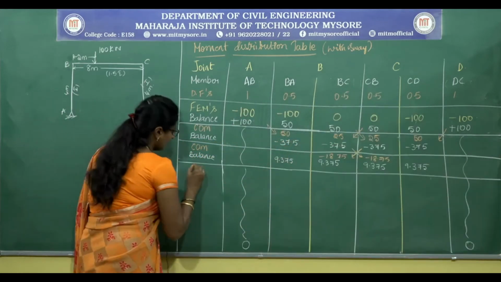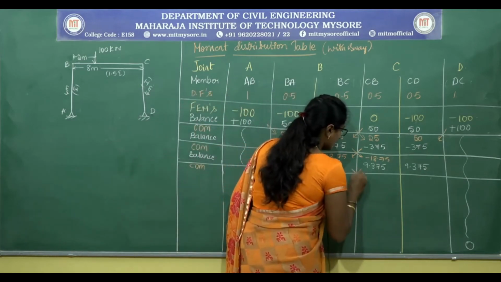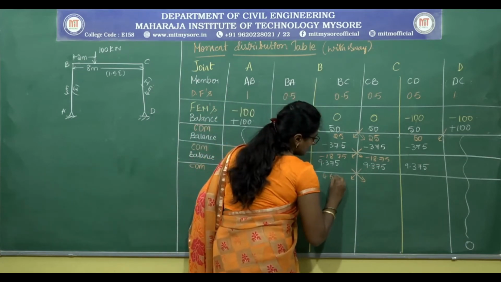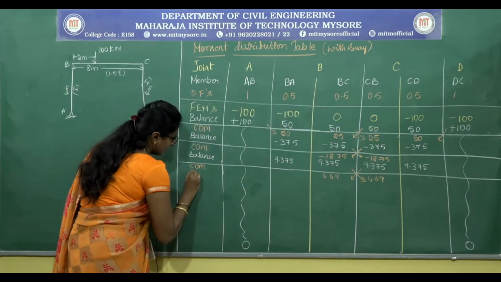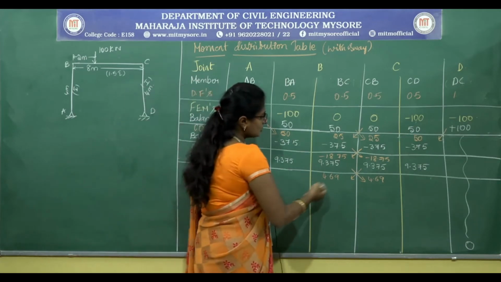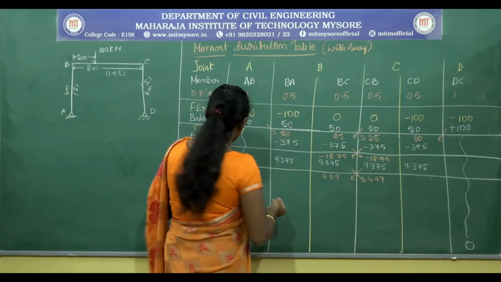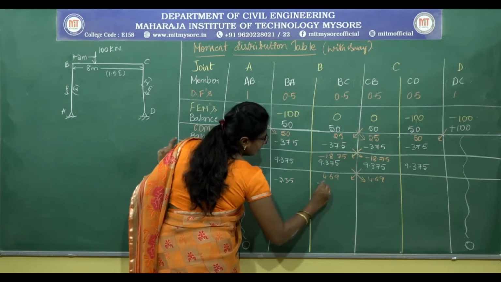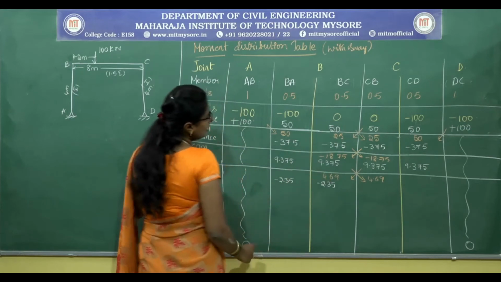Then again carry over moment between these two. Half of 9.375 is 4.69 and 4.69. To balance, plus 4.69 is the unbalanced moment. To balance this, minus 4.69 multiplied by 0.5 will give you the balanced moment at BA, minus 2.35, and again minus 2.35.